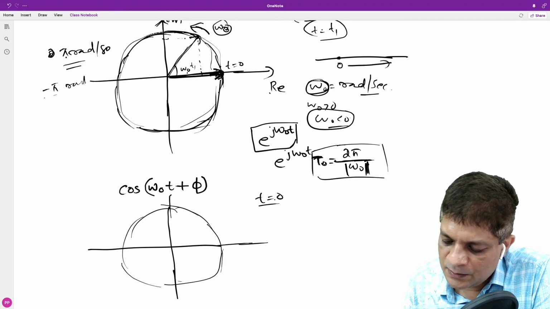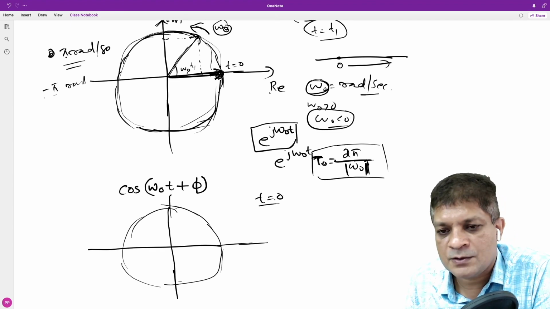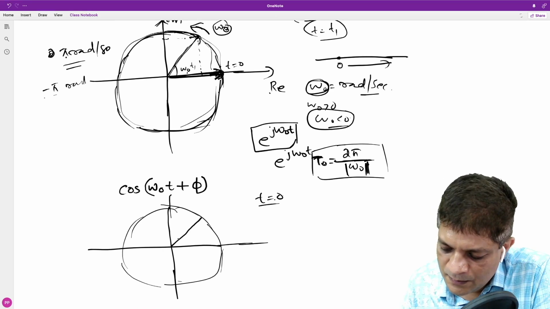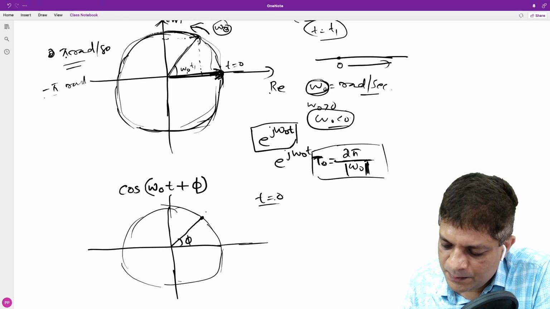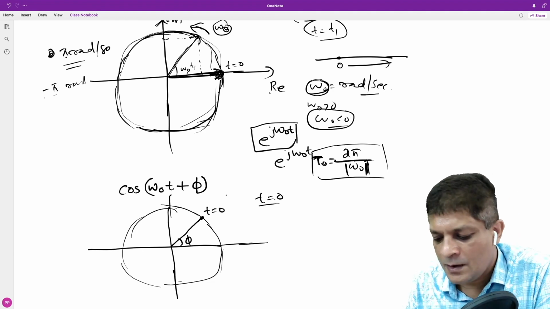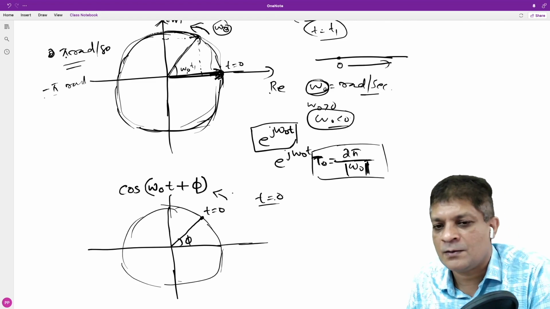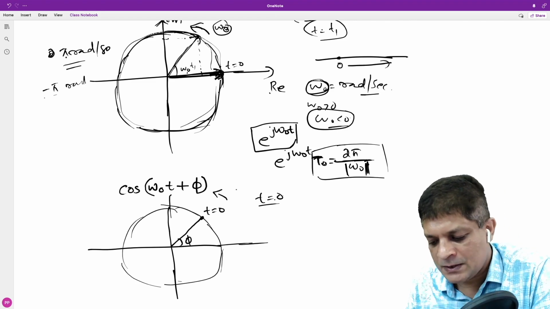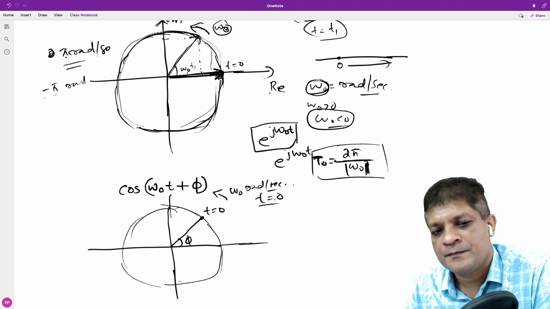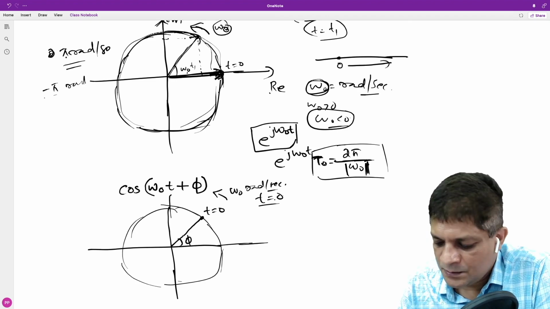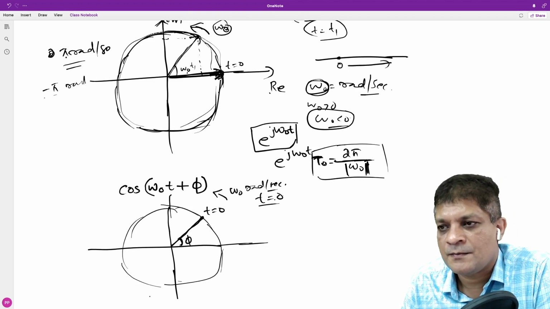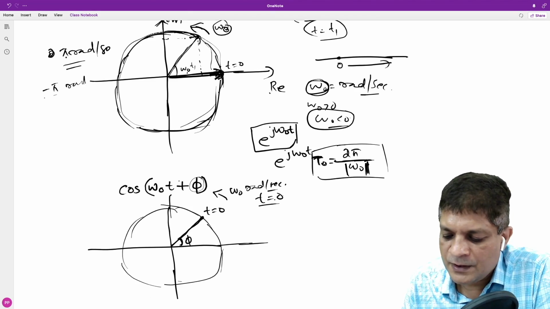Now when t is 0, the phase angle is not 0, it is phi. So this is the point. Now it starts rotating in the anti-clockwise direction with an angular frequency omega naught radians per second, isn't it? So initially we say that there is a phase shift. This is called phase shift.